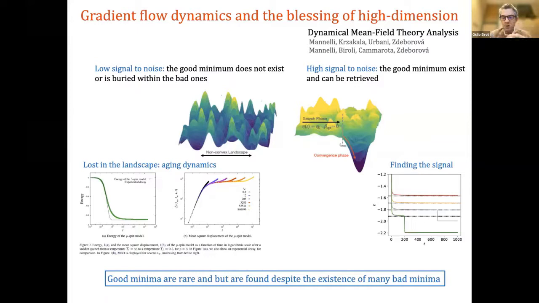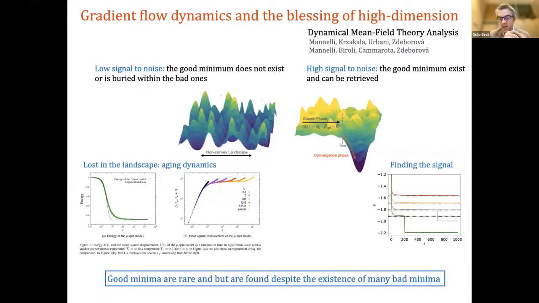Now, if you increase the signal to noise ratio, what you find is something slightly similar to something that was discussed before, but it's probably a caricature of what was discussed before. What you find is the system first goes through a search phase. So it goes down in energy. It goes toward one of these saddles which have very few directions to escape. And then at a certain point, it finds the direction toward the signal. And then the energy really goes down.